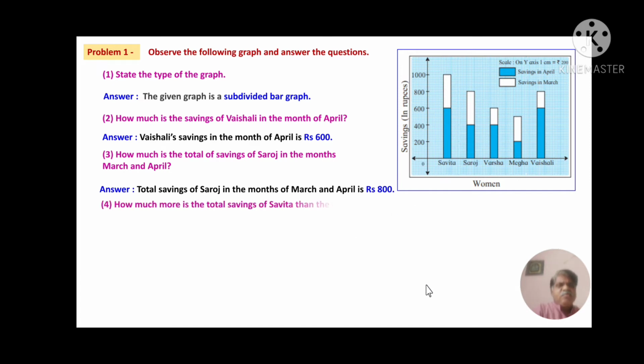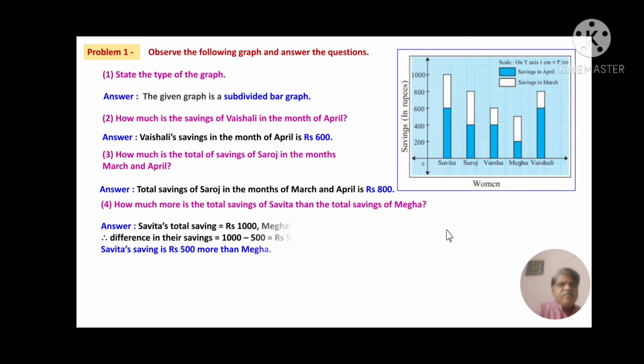Next, how much more is the total savings of Savita than the total savings of Megha? Here is Megha, you can see, and here is Savita. Savita's total saving is rupees 1000. You can see here it is total 1000, whereas the total savings of Megha is some 500. Therefore, the difference in the savings is 1000 minus 500, that is 500 itself. So Savita's saving is 500 more than Megha's.